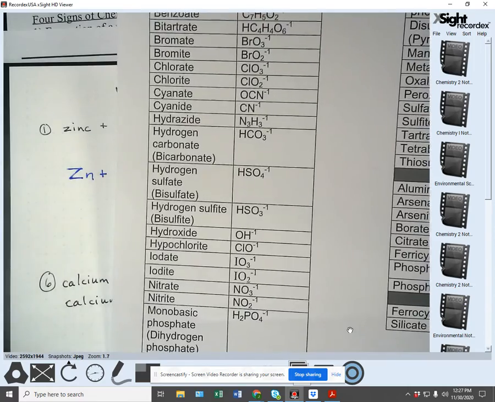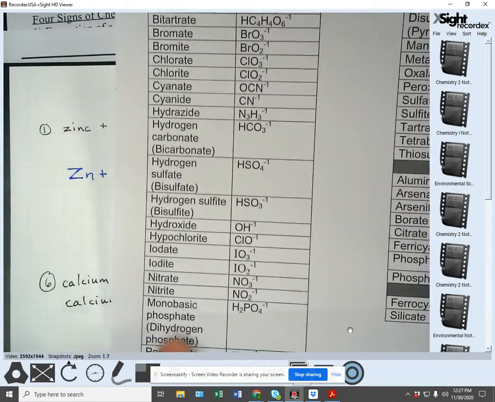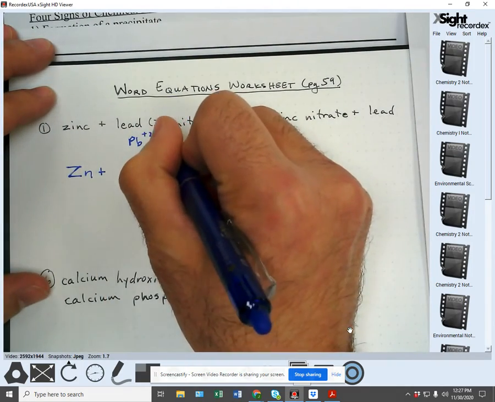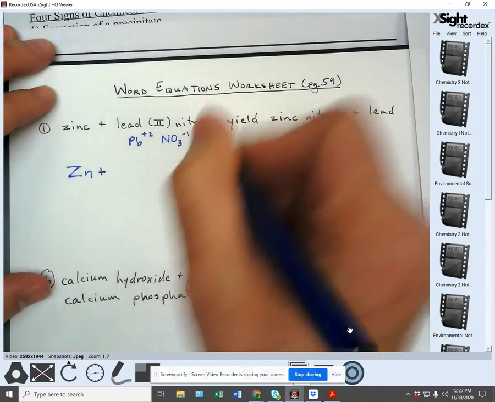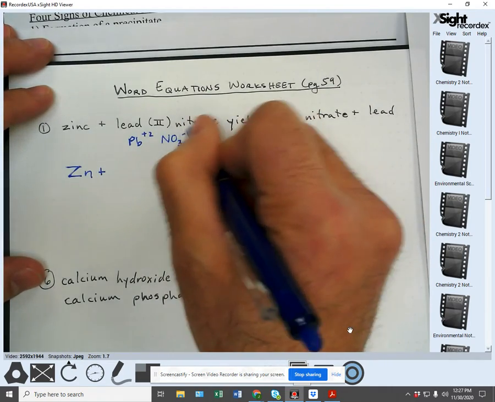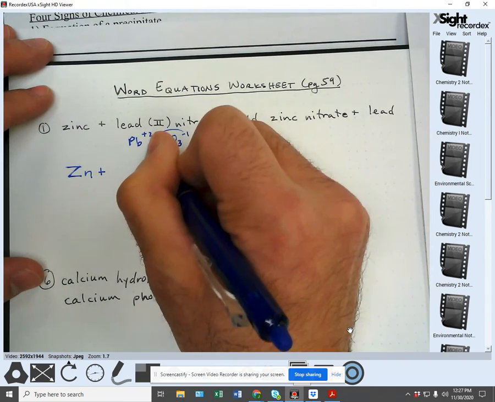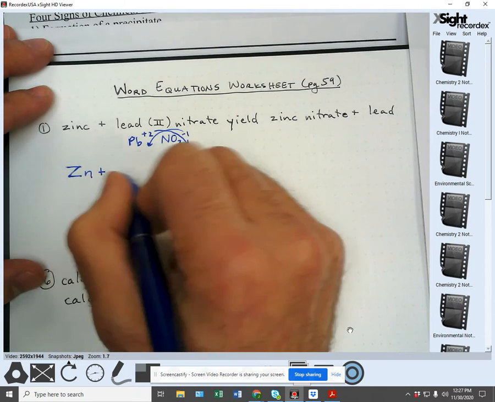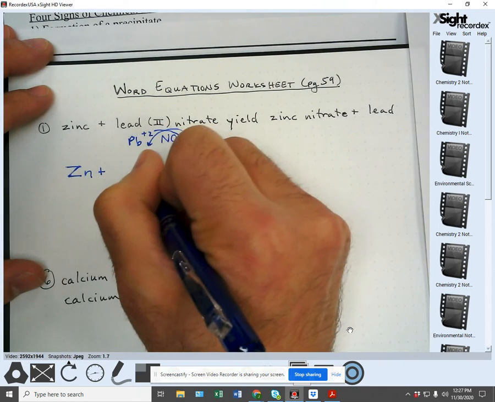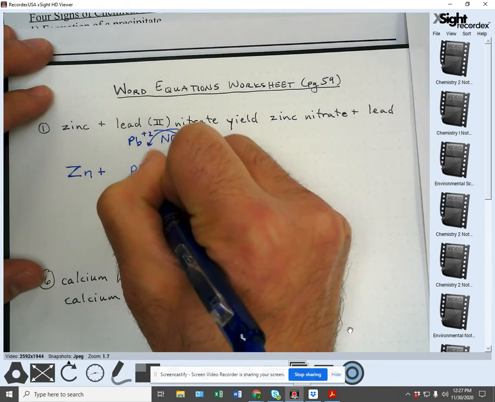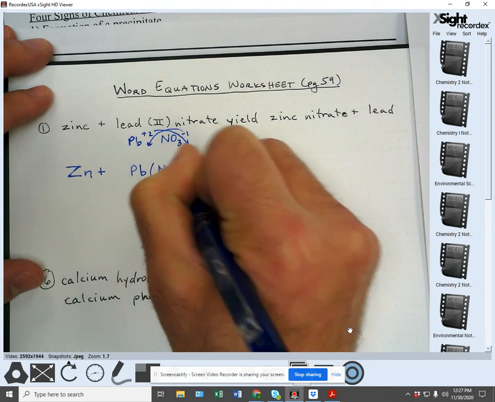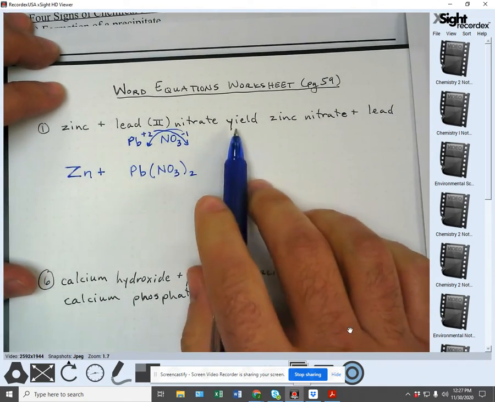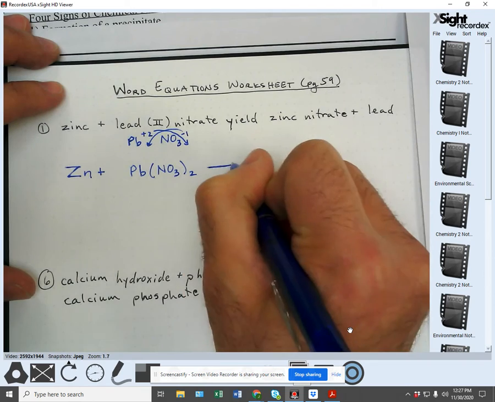Nitrate is, where is it? Right here, NO3 -1. It's ionic, so let's just see how we can reduce. Can't, so we cross down. So lead nitrate is going to be, and notice I'm going to leave space for my balancing, Pb(NO3)2. Okay. Yields, that's my arrow. It's like an equal sign, sort of.